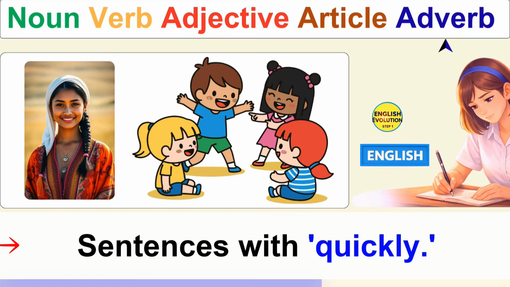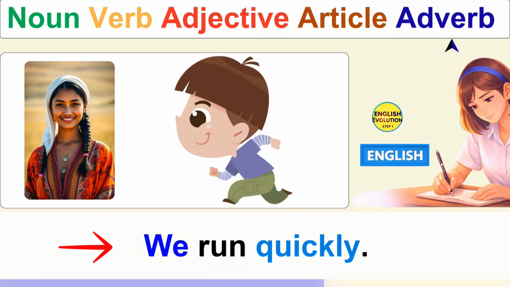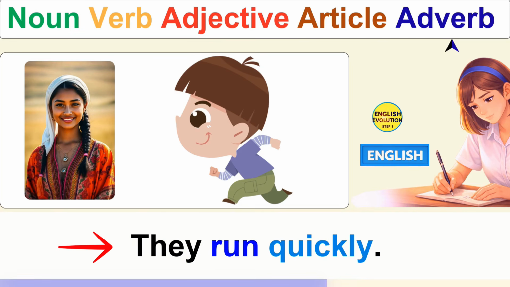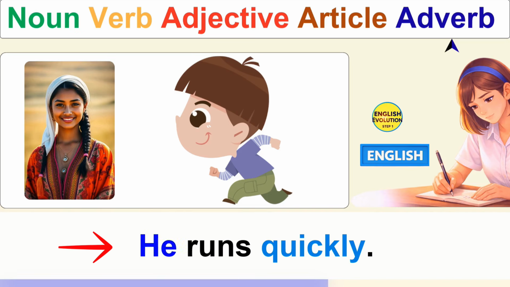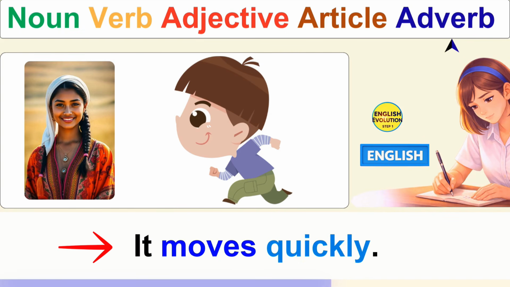Sentences with quickly. I run quickly. We run quickly. You run quickly. They run quickly. He runs quickly. She runs quickly. It moves quickly.